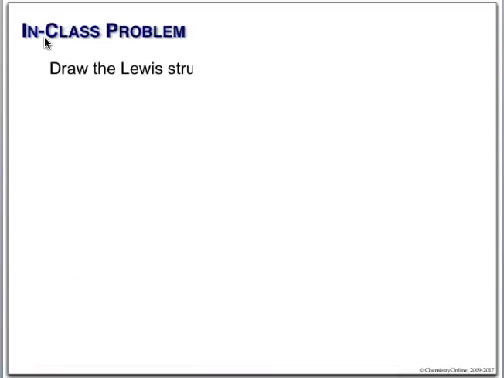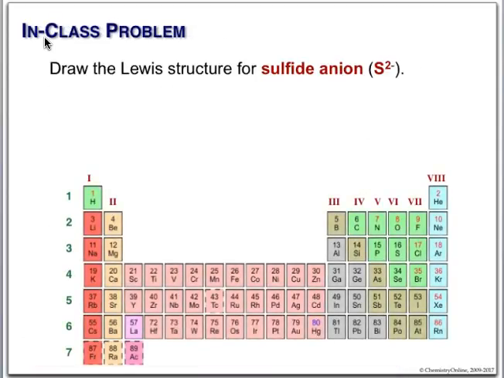Let's do it again. Sulfide dianion. You find sulfur. Sulfur is right here. It's in group 4. So it has, I'm sorry, this is 6, isn't it? Group 6. So it has 6 valence electrons. Go ahead, draw the structure. Draw the Lewis structure for sulfur with 6 valence electrons.